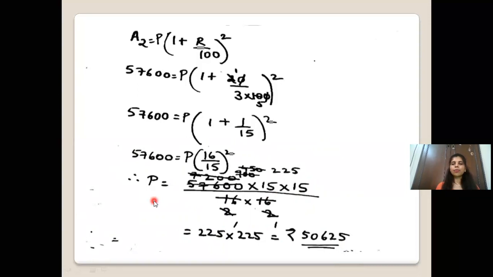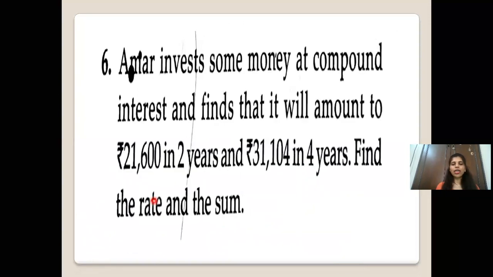Okay, now once you have got the principal and the R, that is what you had to find. So that becomes your final answer. Now we go to the next question.